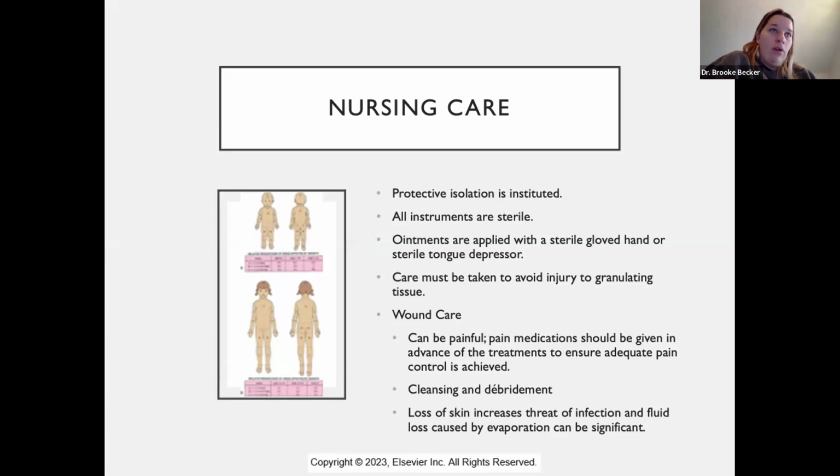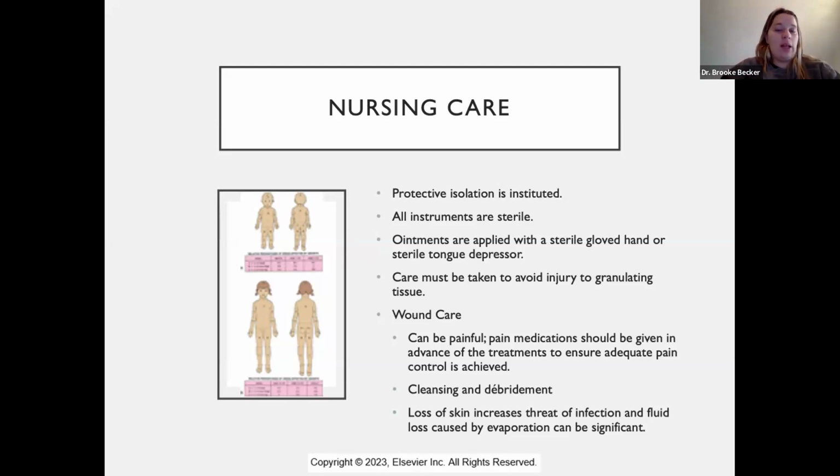You also have to be careful when you're applying the ointments that you're not affecting or worsening the risk to those new granulating tissues. So that new tissue growth that's happening, you're not interfering with that while you're doing the dressing changes on these kids. Dressing changes are going to be really painful, so pain medication should be given about an hour or 15 minutes, depending on what you're giving, before you start those painful interventions. That way their pain control is hopefully somewhat adequate before you start.